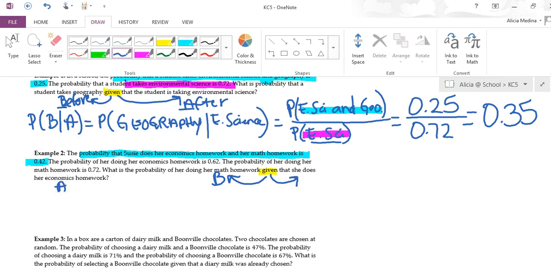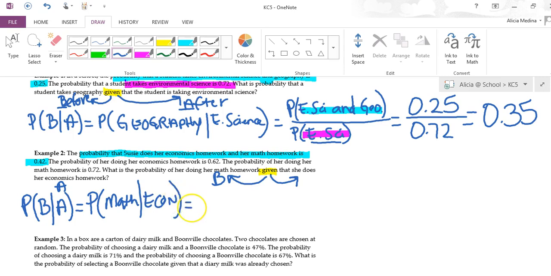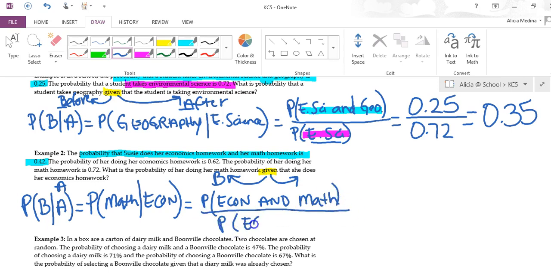All right, so let's go ahead and write this out. What is the probability of B given A? What was B? B was math. Given what was A? Her econ homework. When we write our conditional probability, we have to have the and statement up at the top. So the probability of econ and math, all over the probability of the second event, which is just econ.